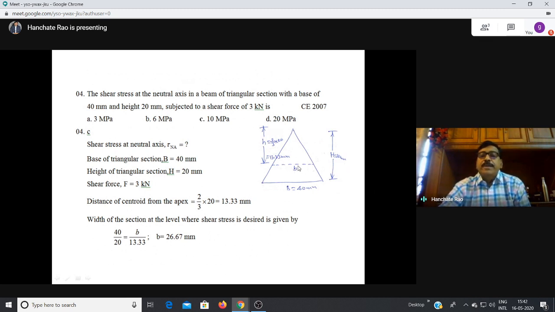The neutral axis will be at a distance of h by 3 from the bottom, or 2h by 3 from the top. So at a distance of 2 by 3 into 20, that is 13.33, the neutral axis is available. What is the width here? Take similar triangles, the big triangle and the small triangle. 40 by 20 is equal to B by 13.33, from which we get B is equal to 26.67.